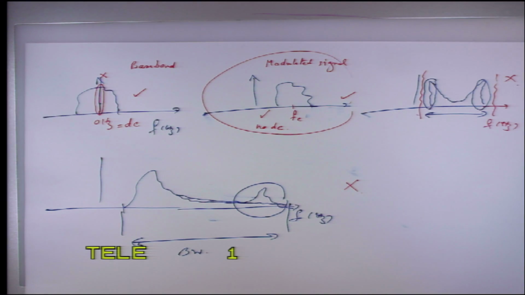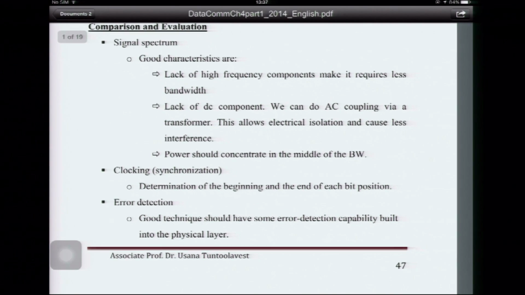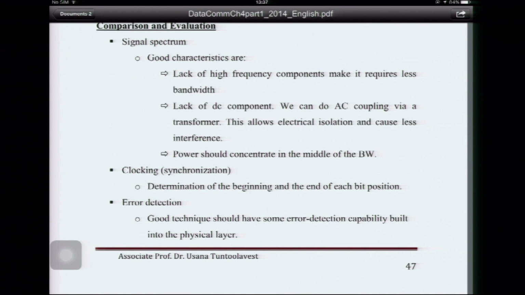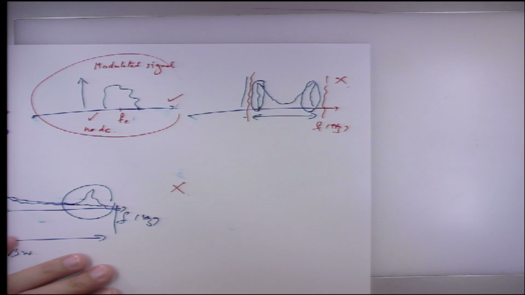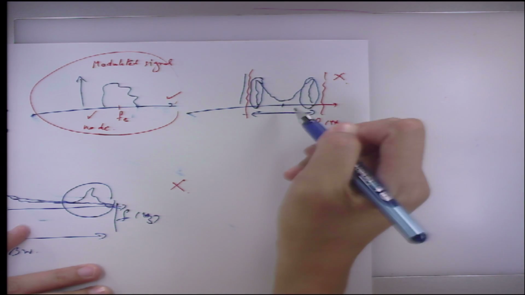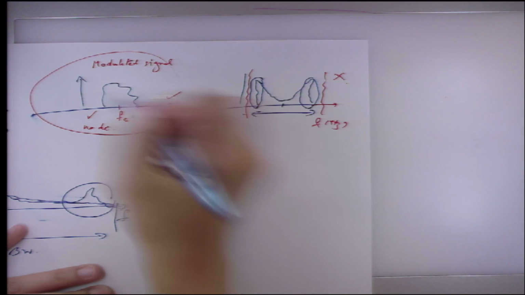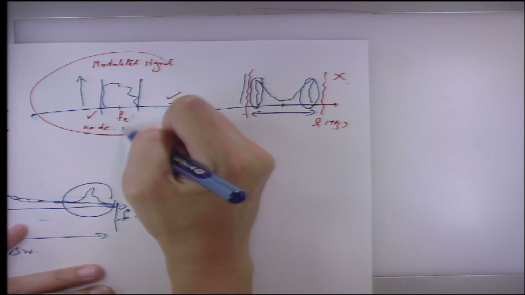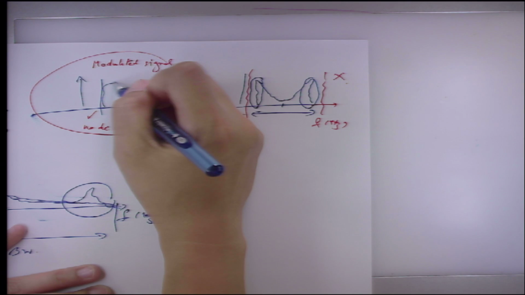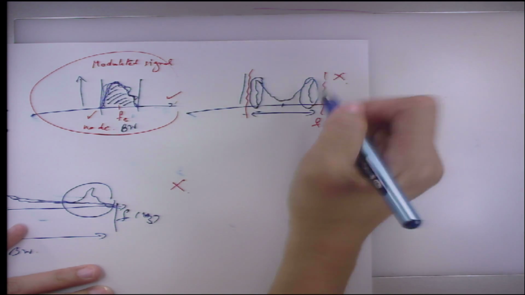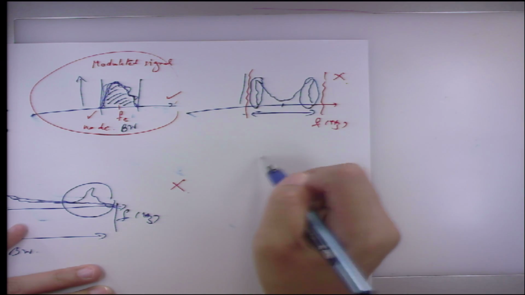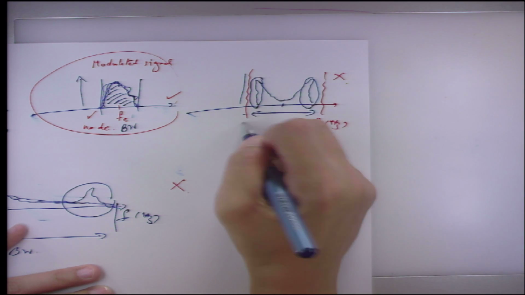Now the other characteristic is that the power should concentrate in the middle of the bandwidth. This is similar to what I was just showing you. This is the middle of the bandwidth. Suppose this is the bandwidth; we want the power to be a lot around the middle of the bandwidth. We don't want it to be at the edge because in this case, we have to give more bandwidth than necessary.